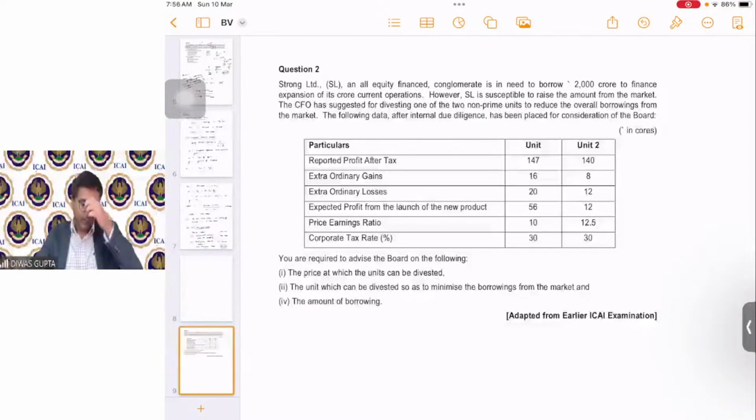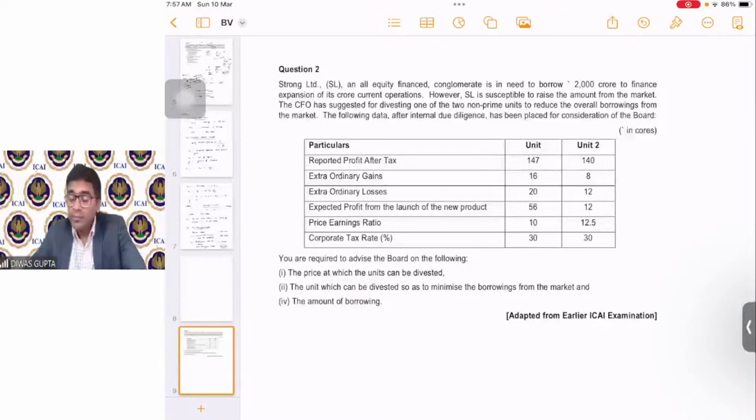Strong Limited, an all equity financed conglomerate, is in the need to borrow rupees 2000 crore to finance expansion of its current core operations. So there is a company which is currently all equity financed. It is looking out to borrow, or it is in need of money of 2000 crore. However, SL is susceptible to raise the amount from the market. The CFO has suggested divesting one of the two non-prime units to reduce the overall borrowings from the market.